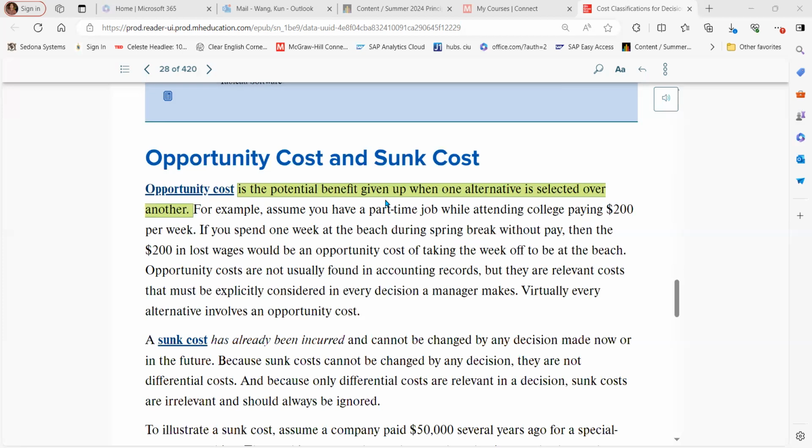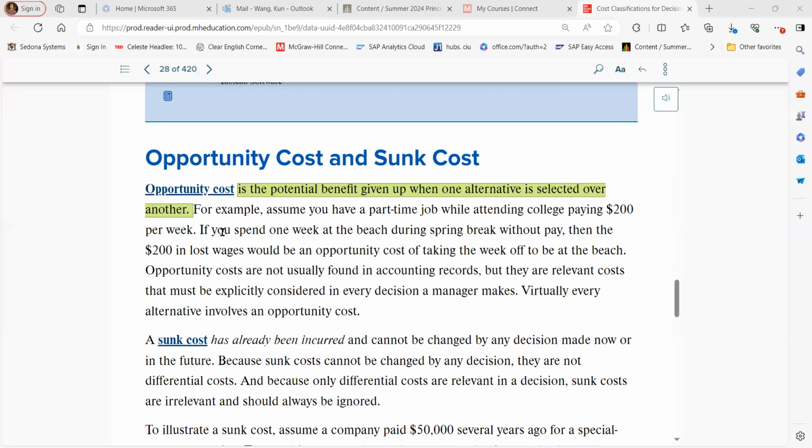So opportunity means when you have two opportunities, right? You have some resources, and you have to pick one opportunity or one option over the other one. You cannot choose both. Be careful. Normally you cannot choose both. You can only pick one from the scenarios.